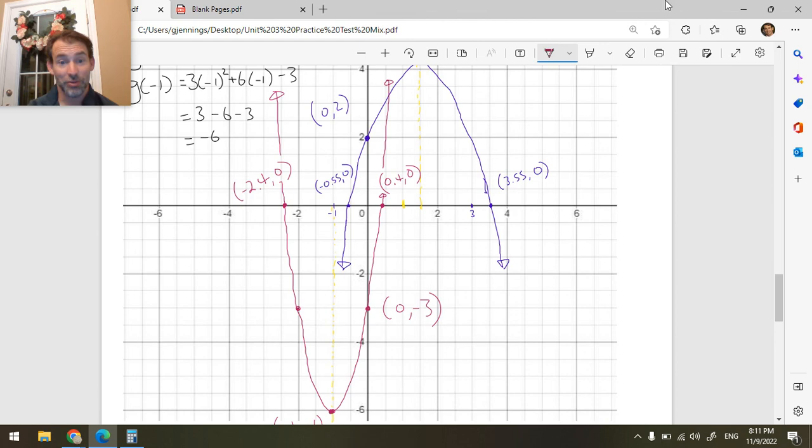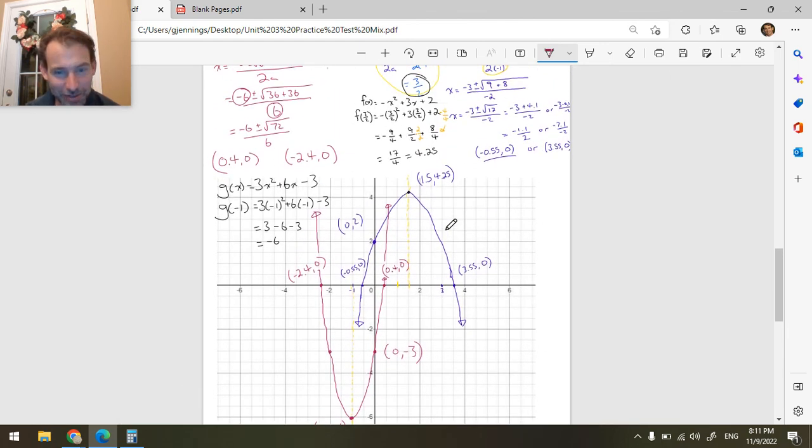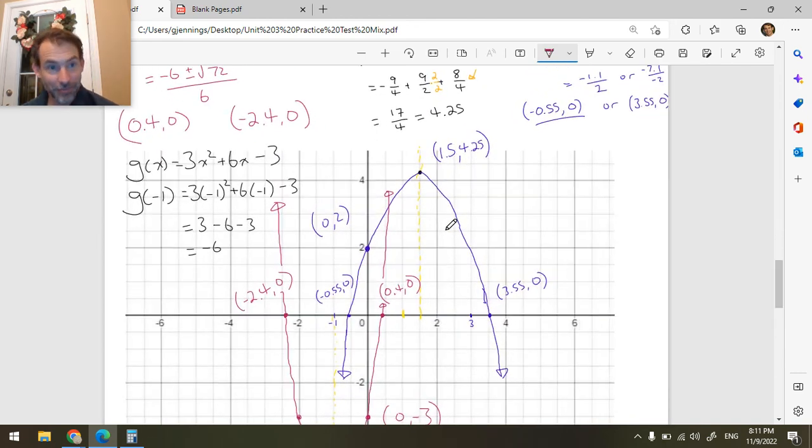Let's take a look at our beautiful pictures that we've drawn. Oh, it's so beautiful. So that's how you do these questions. Use the quadratic formula to graph quadratics.